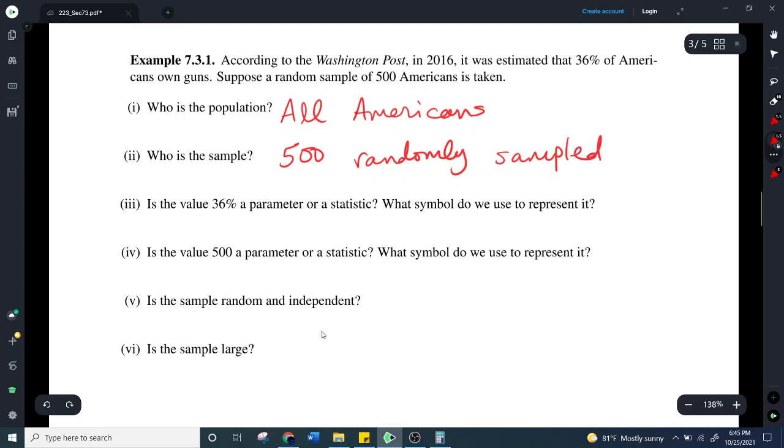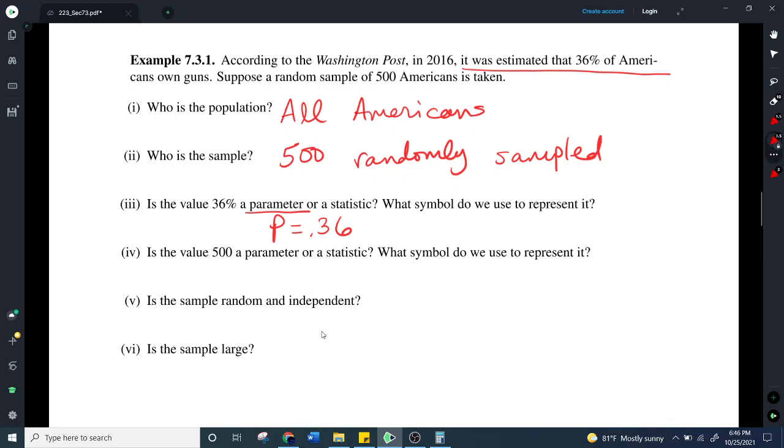Is 36% a parameter or a statistic? All right, so this is an important point to make. It was estimated that 36% of all Americans own guns. So we're talking about all Americans in our population. We've estimated that 36% own a gun. So therefore, we're talking about all Americans. That means we're talking about a parameter, right? And so the symbol we would use for that is p equals 0.36. So p would be our parameter.